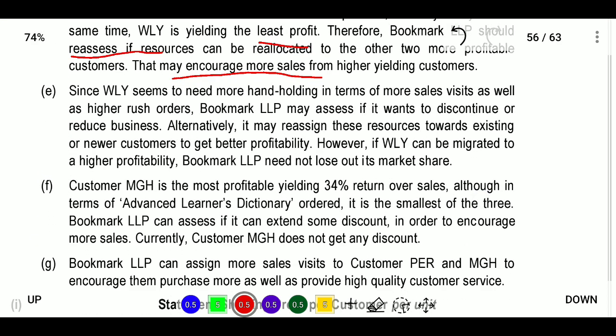Next, since WLY seems to need more handholding in terms of more sales visits as well as high rush orders, Bookmark LLP may suggest whether to discontinue or reduce the business. Alternatively, if it reassigns the resources towards existing and new customers, then it will get better profitability. However, WLY can be migrated to higher profitability by Bookmark when it need not lose out market share.